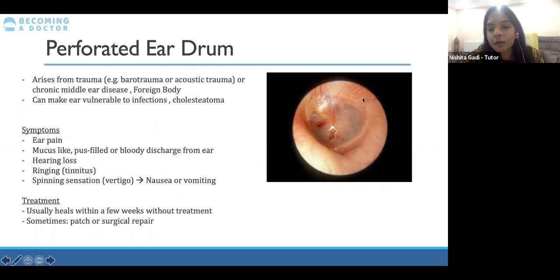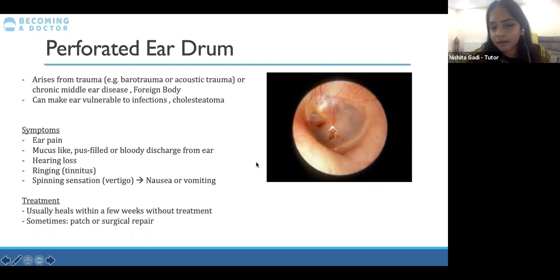So does anyone know why exactly tinnitus happens? Does anyone know the physiology of tinnitus, the pathology of tinnitus? If you're typing that, I'll come back to it at the end and I'll answer that question. But if anyone has any suggestions, do put it in the chat.